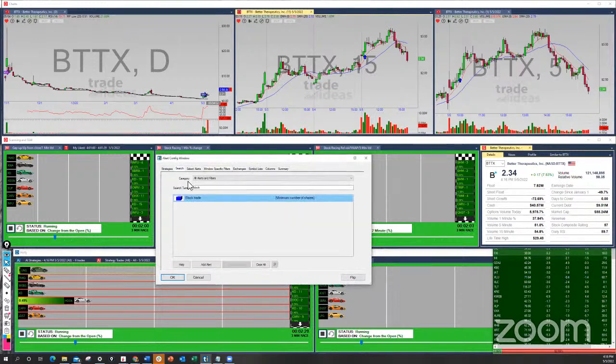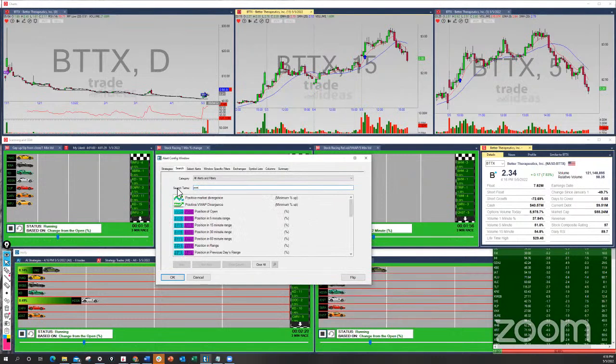So back to this, we want to make sure we're off the high of the day. So we're looking at position and range for the day.